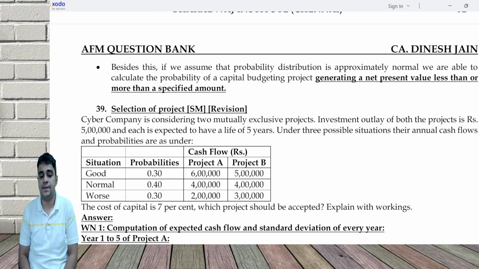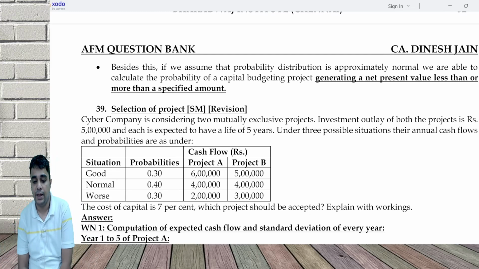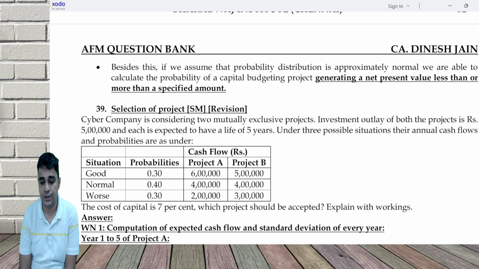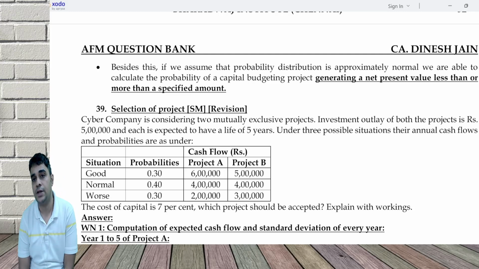Cyber companies considering two mutually exclusive projects. Each has an investment outlay of 5 lakh and a life of 5 years. Under 3 possible situations, the annual cash flow is good, normal, worse. Cost of capital is 7%. Which project should be accepted?